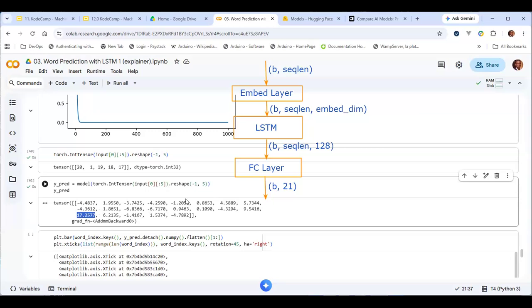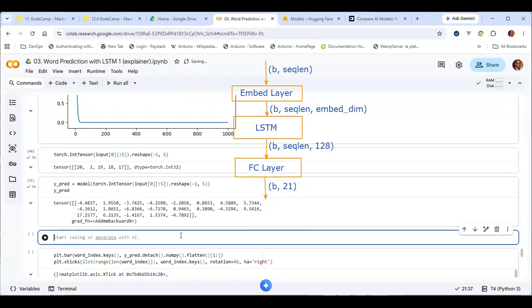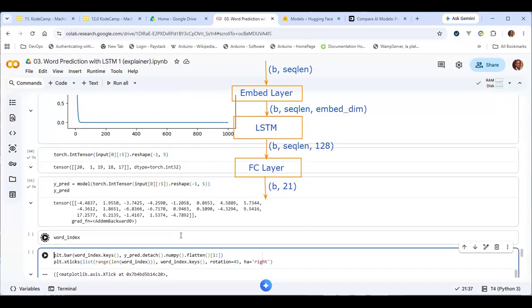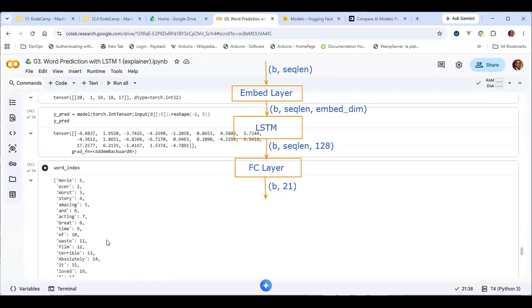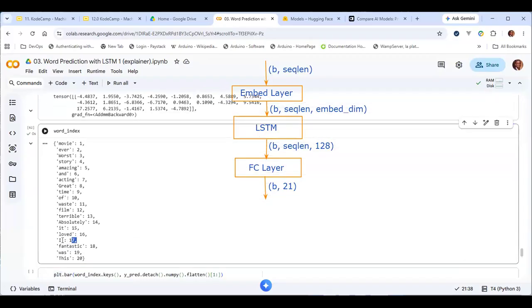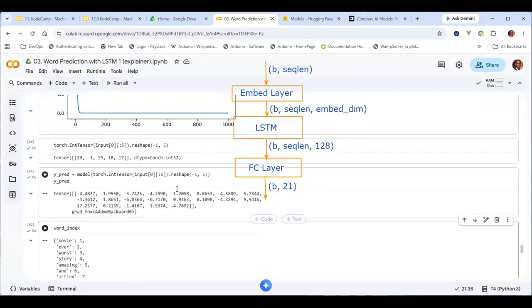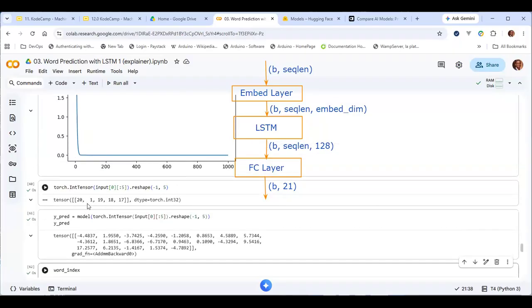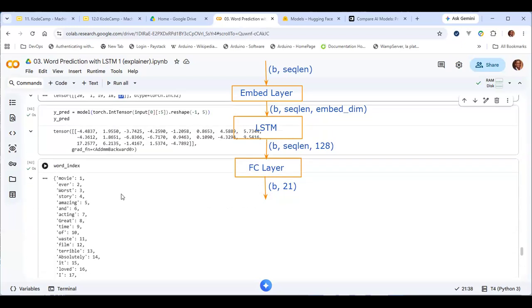So if you go and check our index again, the word index, to know which word was at position 17. You see position 17 was what? I. So it is predicting that the next word should be I in that sequence. I don't know what we had here, but it's essentially predicting the next word to be the last word, which is interesting, right?